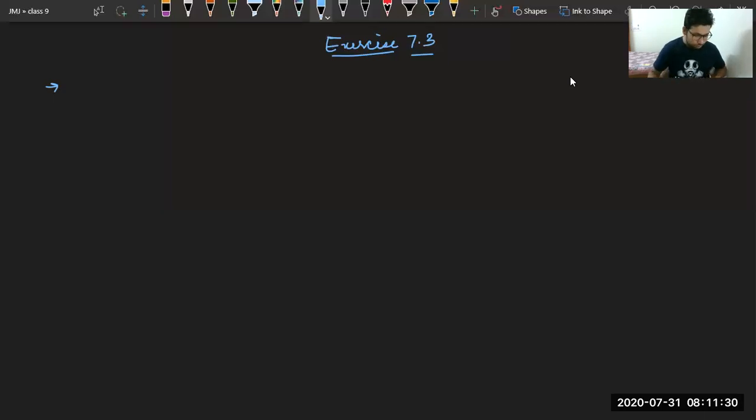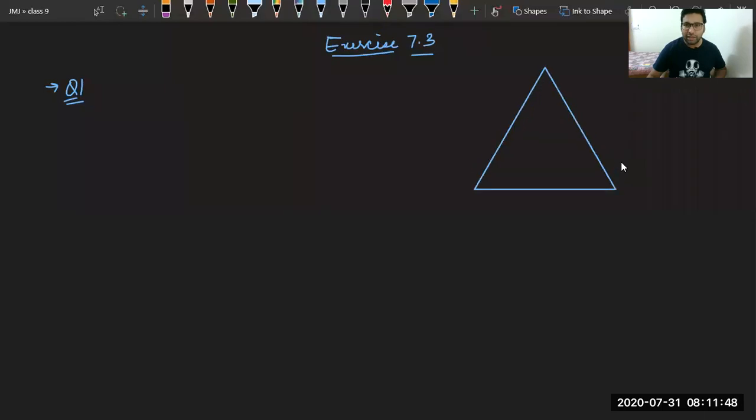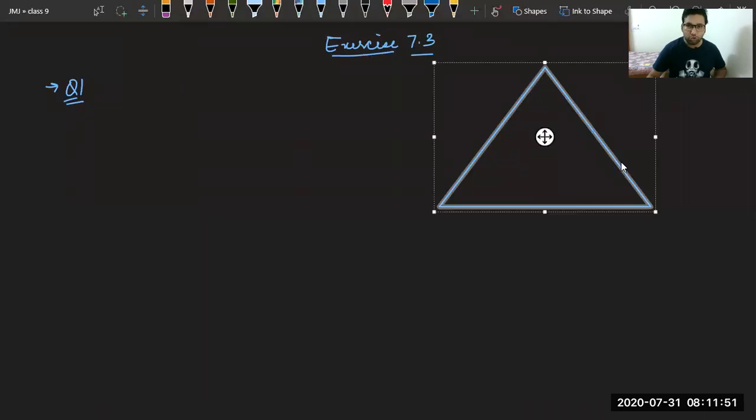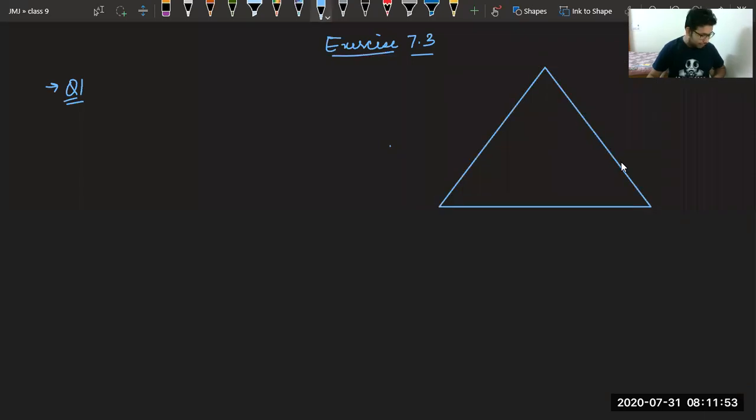Exercise 7.3, question number 1. Triangle ABC and triangle DBC are two isosceles triangles. So we have two triangles, ABC and DBC. Let me draw a triangle. If you try the question one day before, you already have in your mind what you know and what you want to find, so it is easy for me to explain in that case. This is A, B, C. We have one triangle more, which is known as DBC. Let me join them using this line.